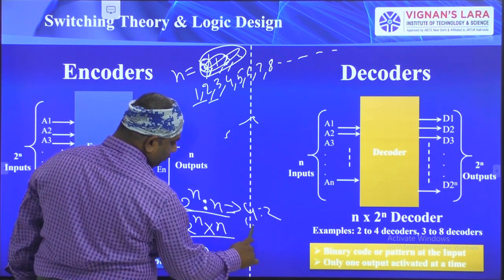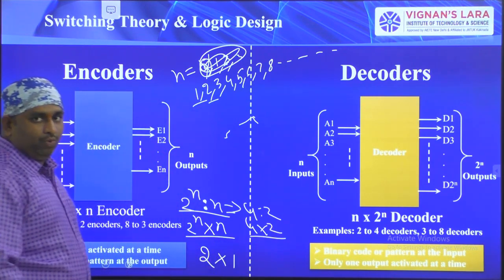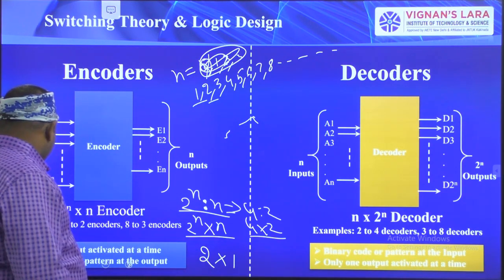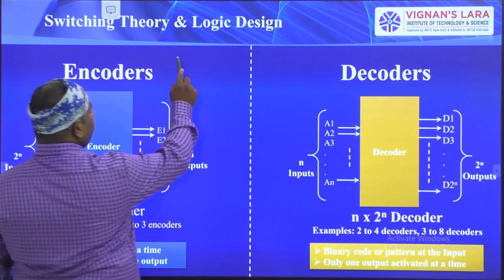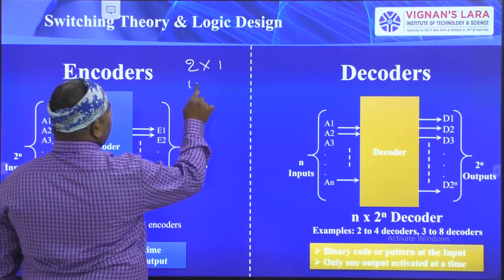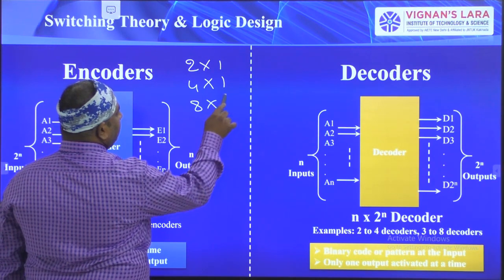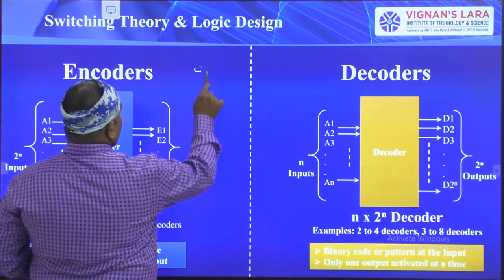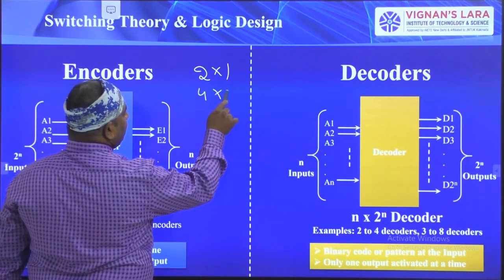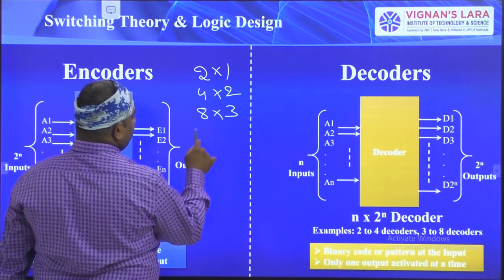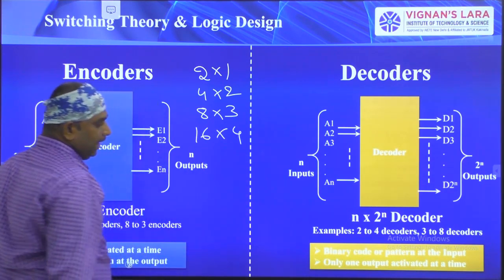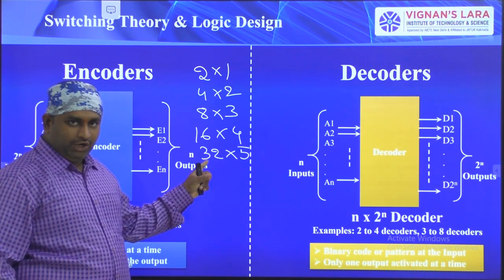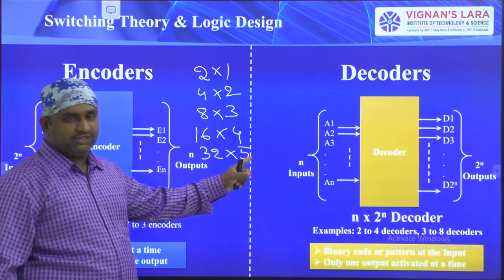4 is to 2, or 4 by 2. You can call it anything. So we have encoders like this: 2 by 1 encoder, 4 by 2 encoder and 8 by 3 encoder. Here I am writing 2 by 1 encoder, 4 by 2 encoder, 8 by 3 encoder, 16 by 4 encoder and 32 by 5 encoder. That means 32 inputs are available and 5 outputs are available.